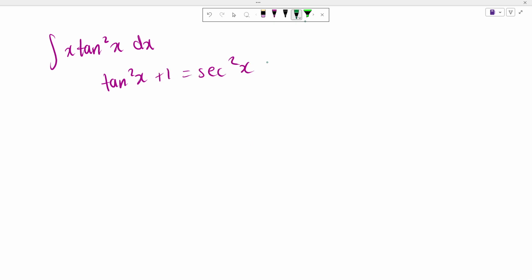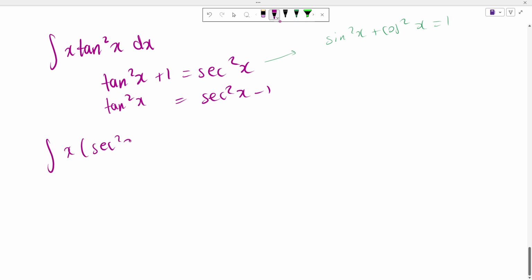Now, if you're unsure where I got this from, this derives from sine squared x plus cos squared x is equal to 1, and I can just divide this whole equation by cos squared, and then rearrange this for tan squared x, so tan squared x is equal to sec squared x minus 1. Now I'm going to substitute this into my integral, and get x times sec squared x minus 1 dx.